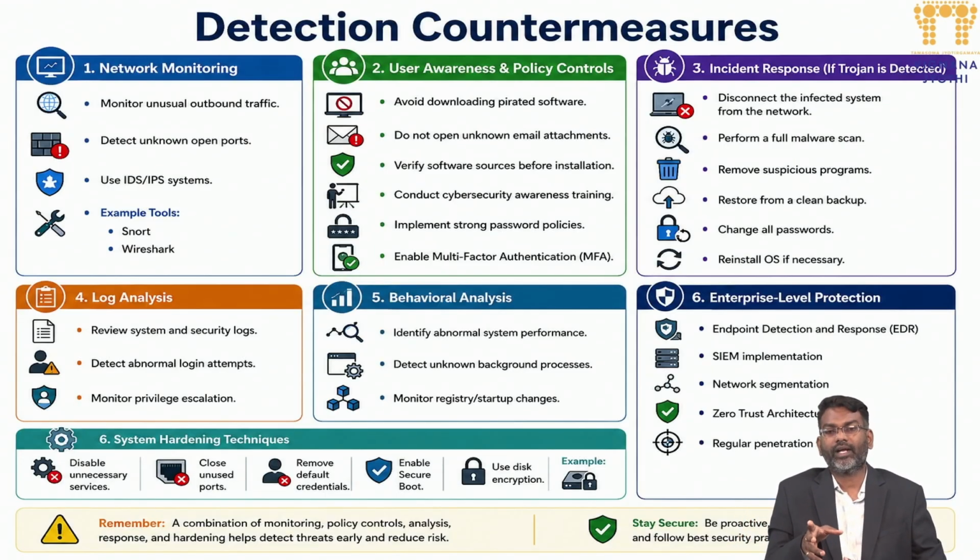Thereby, different types of enterprise level protection have to be implemented, like network segmentation, zero trust architecture, and regular penetration testing. Everything has to be carried out so that we can provide the required security for the data. So these are the different detection mechanisms, and after detection, the countermeasures, so as not to have any threats with the same functionalities in the near future.